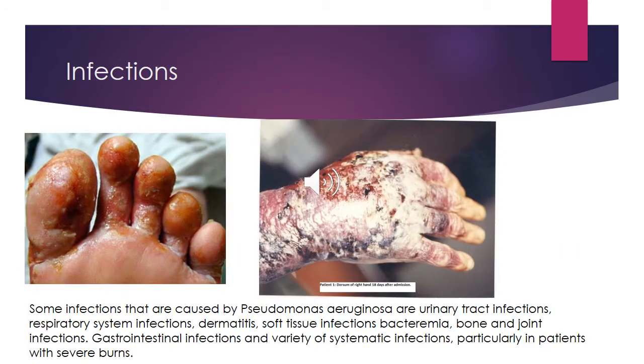And in this slide, these are the infections that Pseudomonas aeruginosa would cause. Some of the infections caused by Pseudomonas aeruginosa are urinary tract infections, respiratory system infections, dermatitis, soft tissue infections, bone and joint infections. Also, gastrointestinal infections and a variety of systemic infections, which are particularly seen in patients with severe burns.